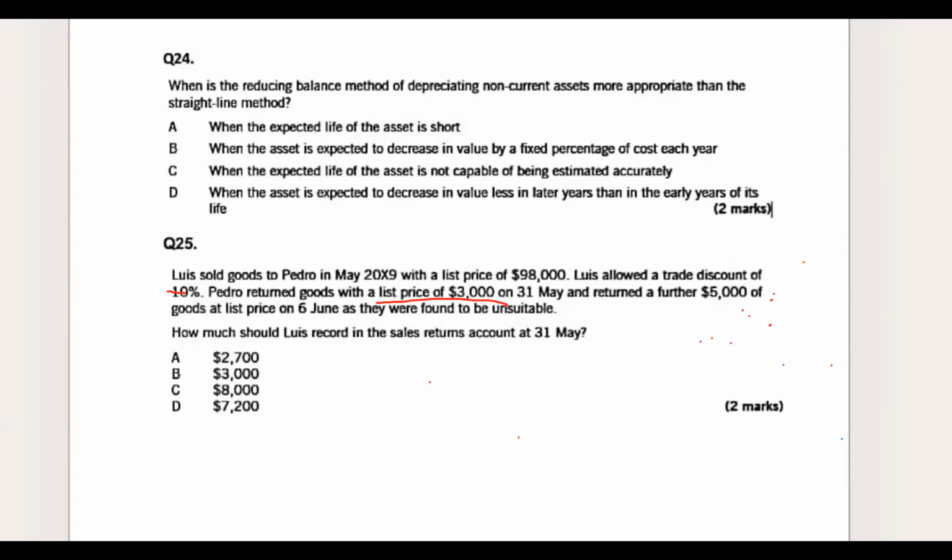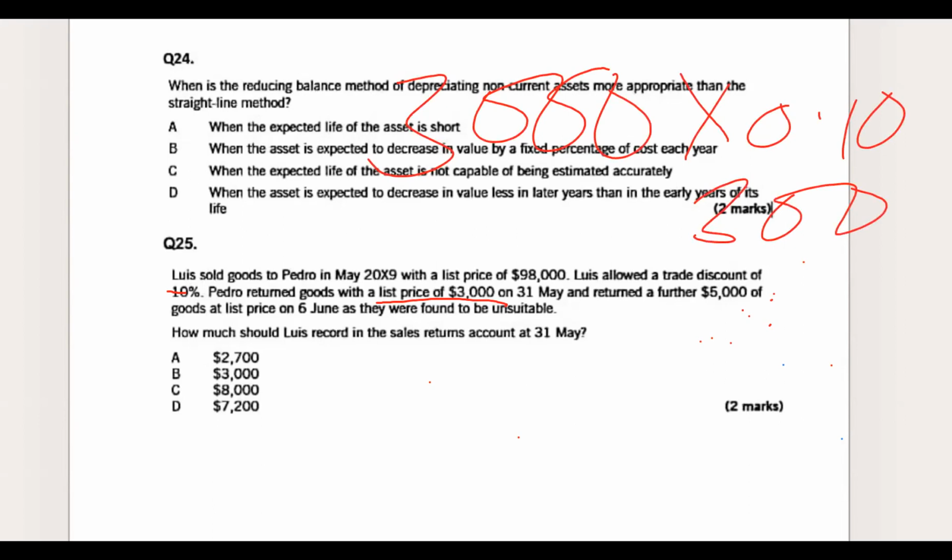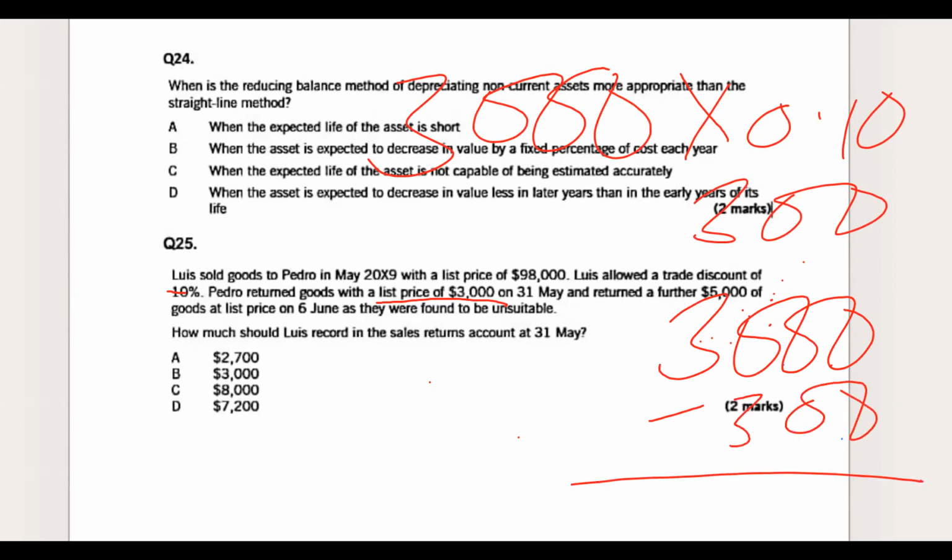So the discount that we have is 10%. 10% of 3,000: 3,000 times 0.1, which is 10%, gives us 300. So we should remove 300 from 3,000 to give us 2,700. Did you get that?